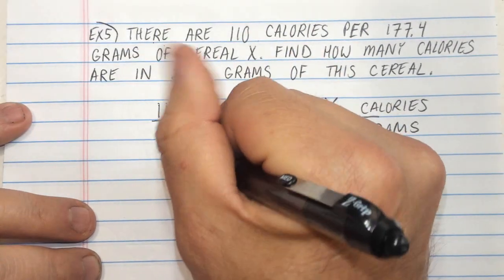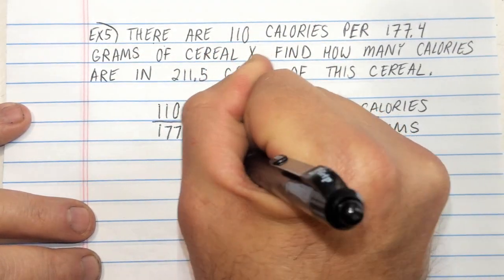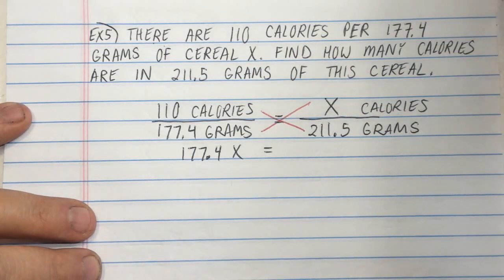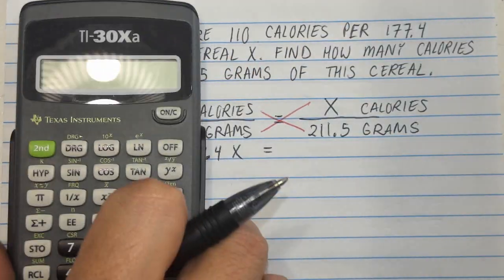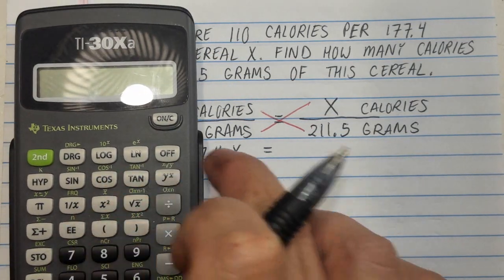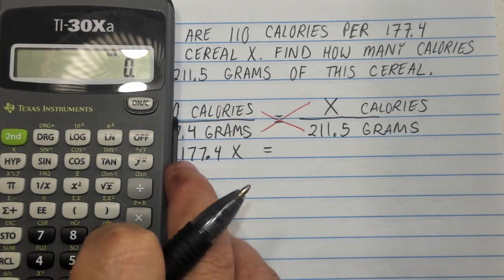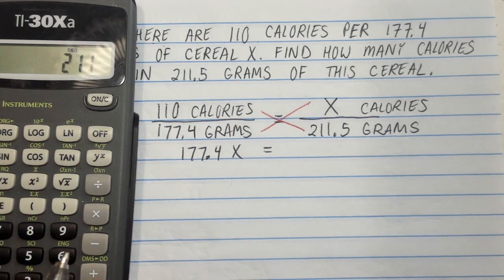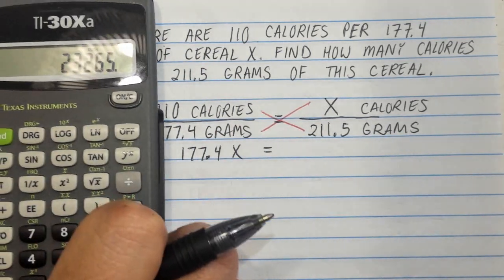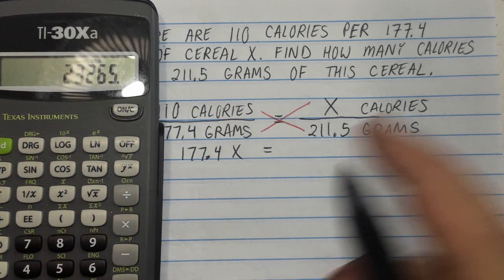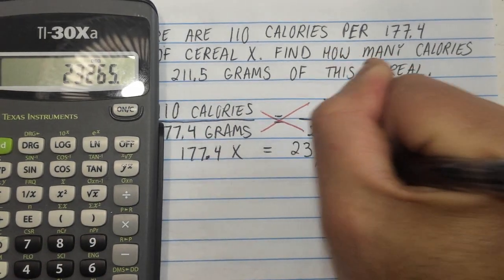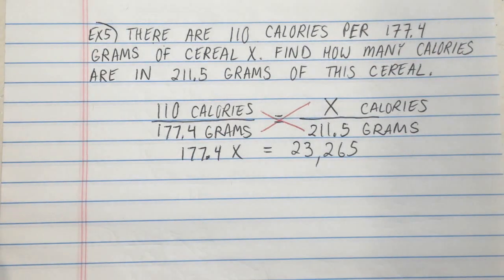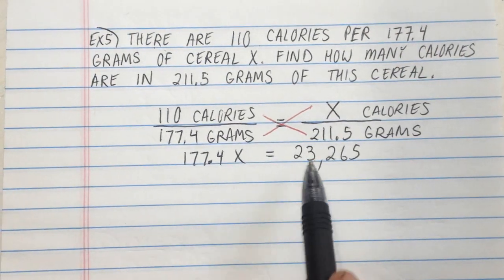So we're going to have 177.4x, and then we have to do 110 times 211.5. That's when you want to use your calculator. And I'm going to get 23,265. Once I do that, now you'll notice this is a single-step algebra equation.